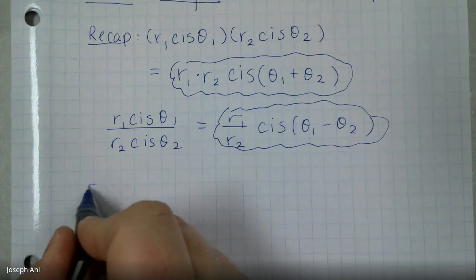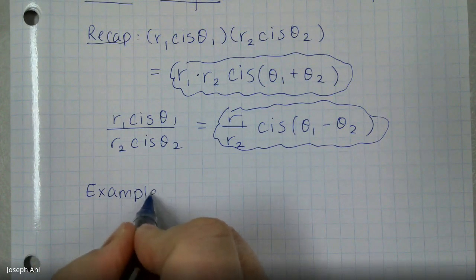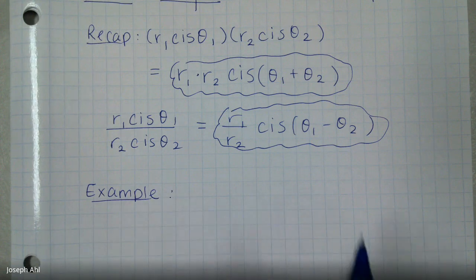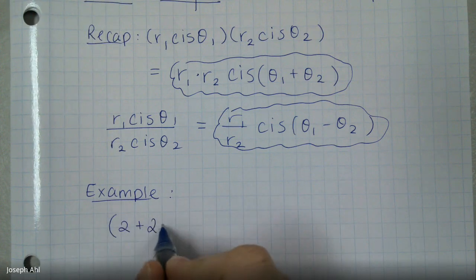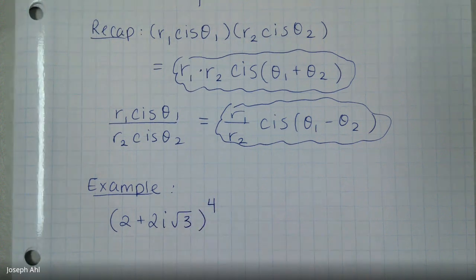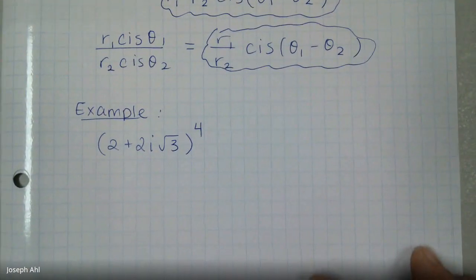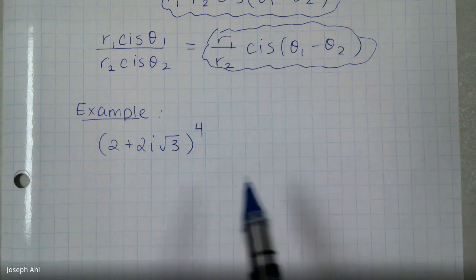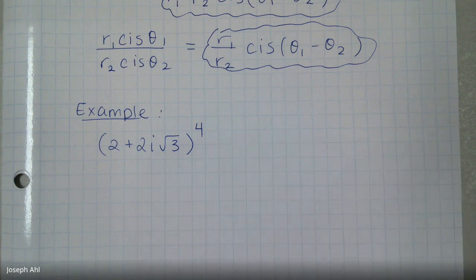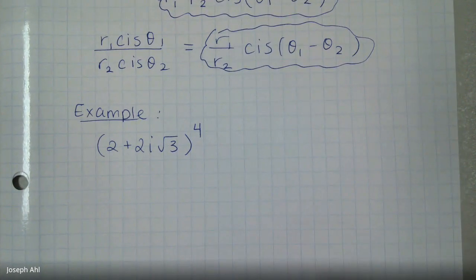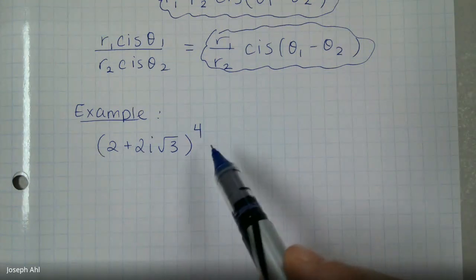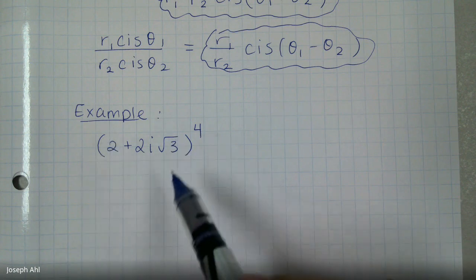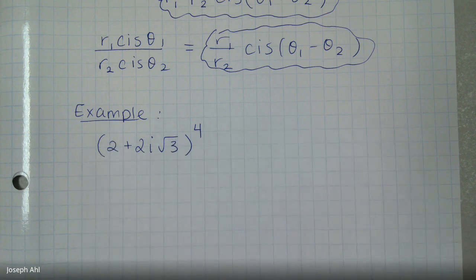For example, if I wanted to compute 2 plus 2i radical 3 raised to the 4th power, using traditional techniques of multiplying this by itself 4 times would take a really long time. It's not impossible, but there are easier ways to accomplish this if we think about converting into our polar form, and that will eventually help us develop a rule for raising polar numbers to a power, instead of having to multiply this by itself 4 times.